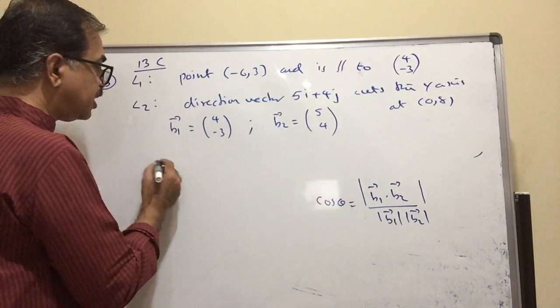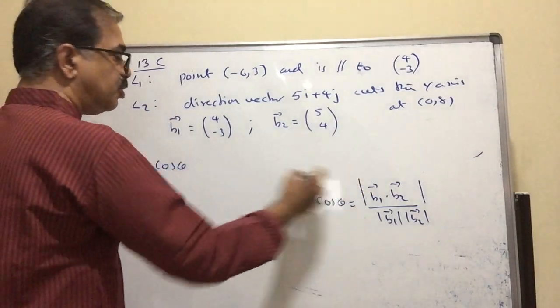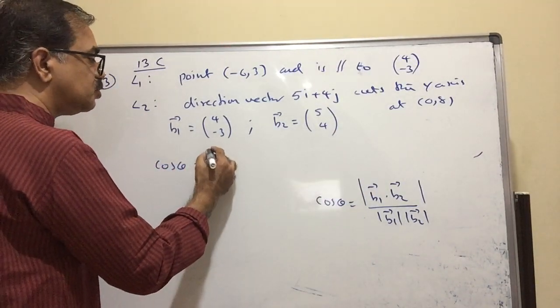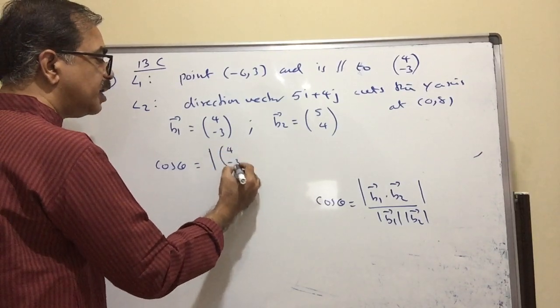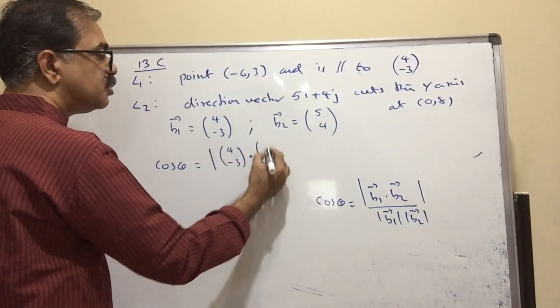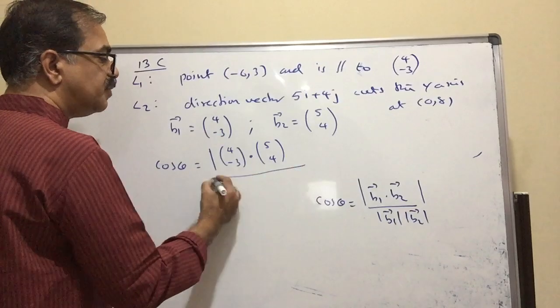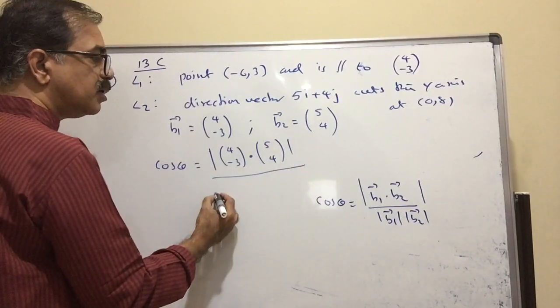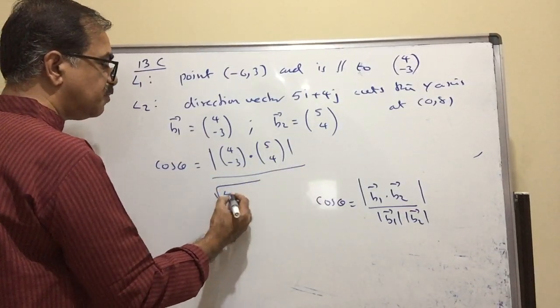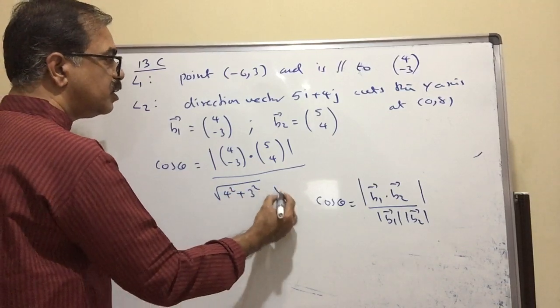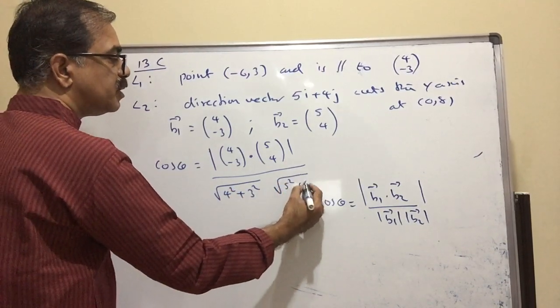So cos theta is equal, that's the formula, cos theta is equal to absolute value of b1 dot b2. So absolute value of (4, minus 3) dot (5, 4) divided by modulus of b1, root of 4 square plus 3 square, into root of 5 square plus 4 square.